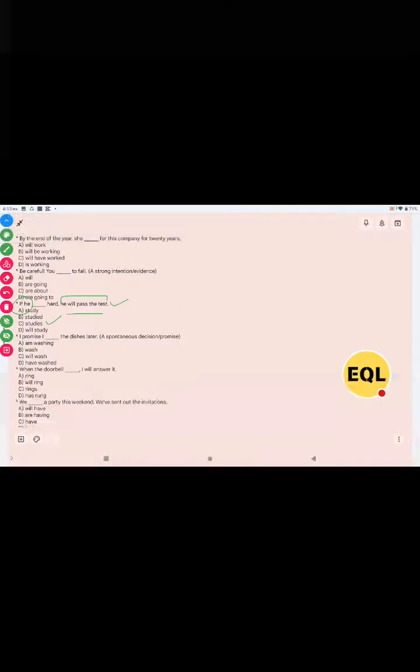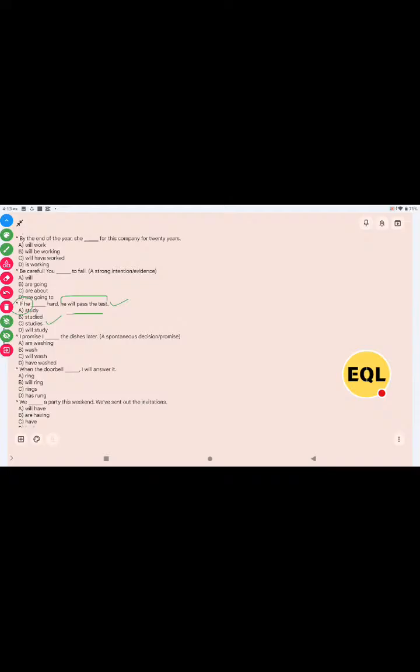Okay, now let's see which sentence we have in the next line. The next sentence is this one. I promise I blank the dishes later. Okay, I promise is one clause, and this is in present definite. I blank the dishes later. If one clause is in present indefinite, the second clause can be in future indefinite. So we will use future indefinite. I promise I will wash the dishes later.